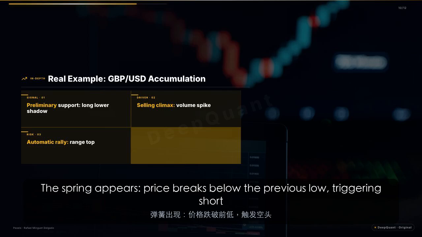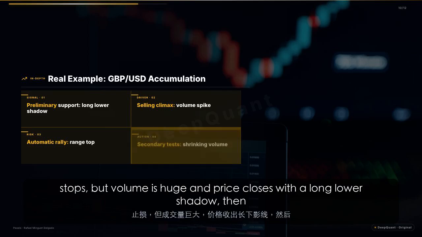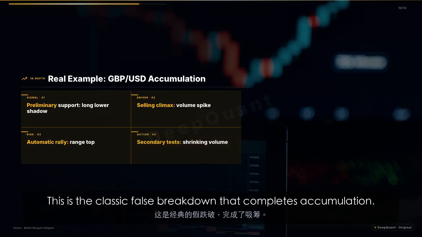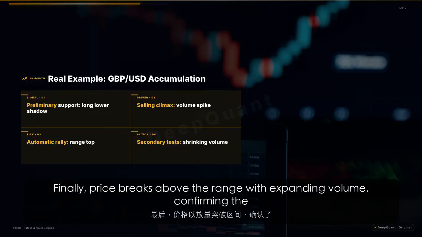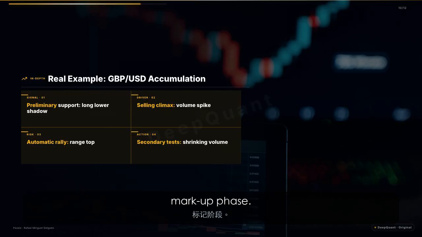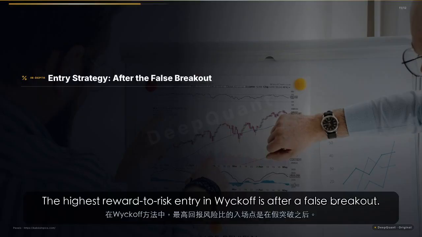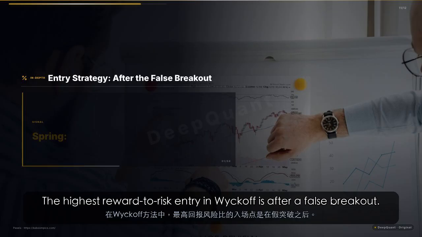The spring appears, price breaks below the previous low, triggering short stops, but volume is huge and price closes with a long lower shadow, then rallies. This is the classic false breakdown that completes accumulation. Finally, price breaks above the range with expanding volume, confirming the markup phase. The highest reward to risk entry in Wyckoff is after a false breakout.